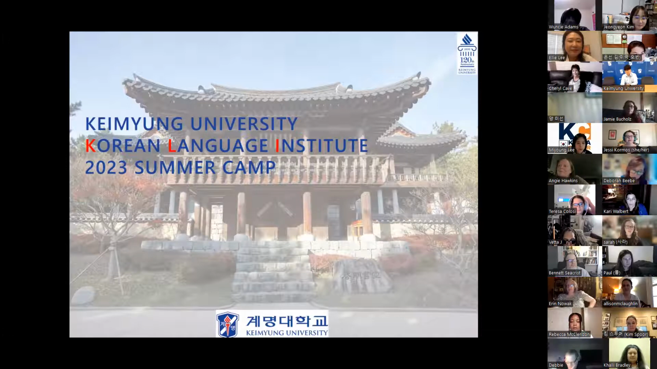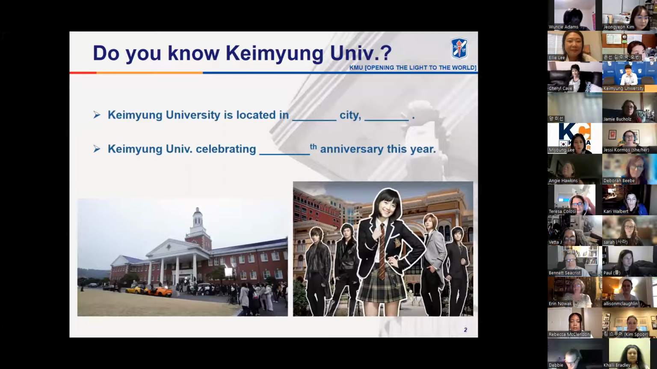So I will start with my presentation. Keimyang University is located in Daegu City, which is one of the top cities in Korea, and is celebrating its 123rd anniversary this year. So it has a really long history.